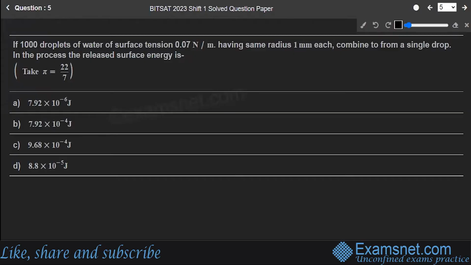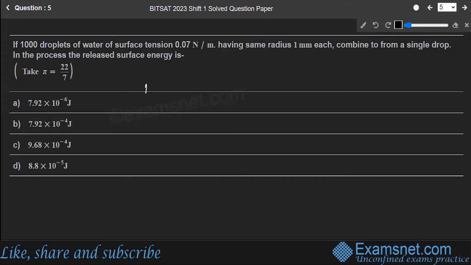Question number 5. 1,000 droplets of water of surface tension 0.07 Newton per meter, having the same radius of 1 mm each, combined to form a single drop. In the process, the released surface energy is what? You have to take the value of pi as 22 by 7.